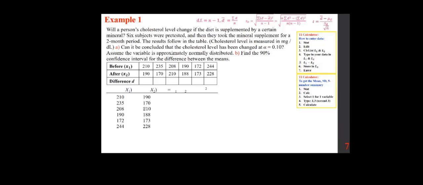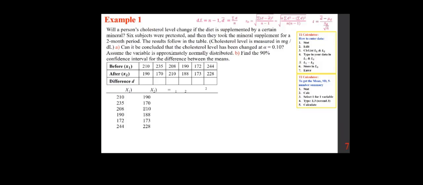First, let's understand what is given. We are dealing with the same group of subjects where n is 6. Then the information is given: x sub 1 before, x sub 2 after, and now we are going to calculate the difference between the two. For example, if you look at the first one, 210 minus 190 is 20. We're going to do everything by hand here, not that you have to.